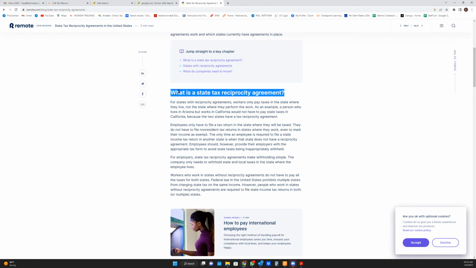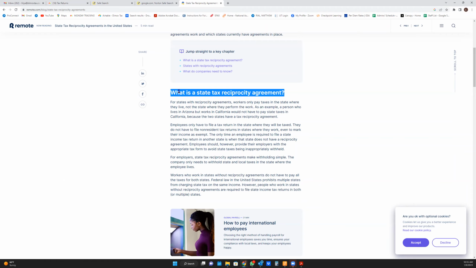So if you see something like in the emails, the person is saying, well, I live in this state, but I commute every day to work to a different state. The first step should be to figure out whether that state has reciprocity with the other states and what those states are.